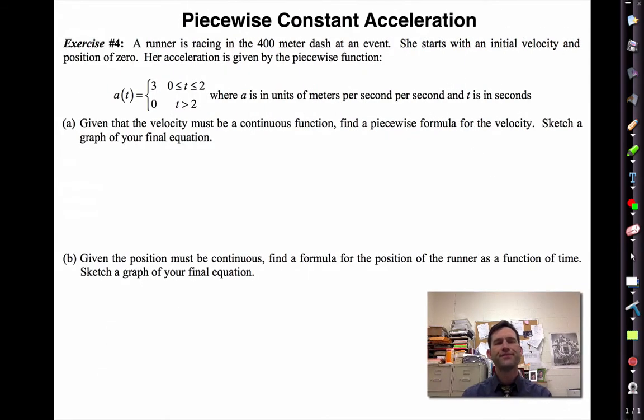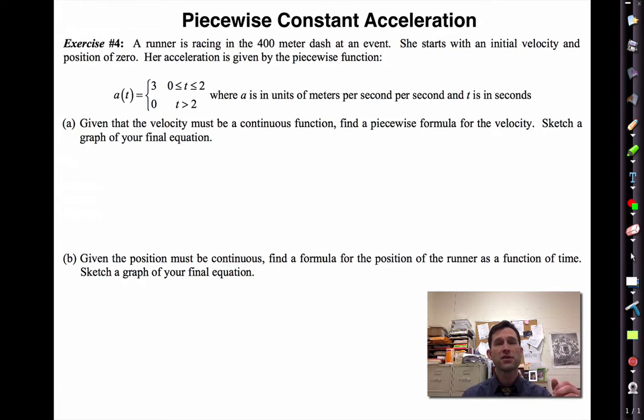Last page. The last thing that we're going to do today is look at piecewise constant acceleration. So up to this point, we had an acceleration that was always negative 9.8 or always negative 6 or whatever. But very often we have a situation where an object accelerates over a certain amount of time, reaches a certain velocity, and then stops accelerating and maintains that velocity. So an unchanged velocity would mean an acceleration of 0.